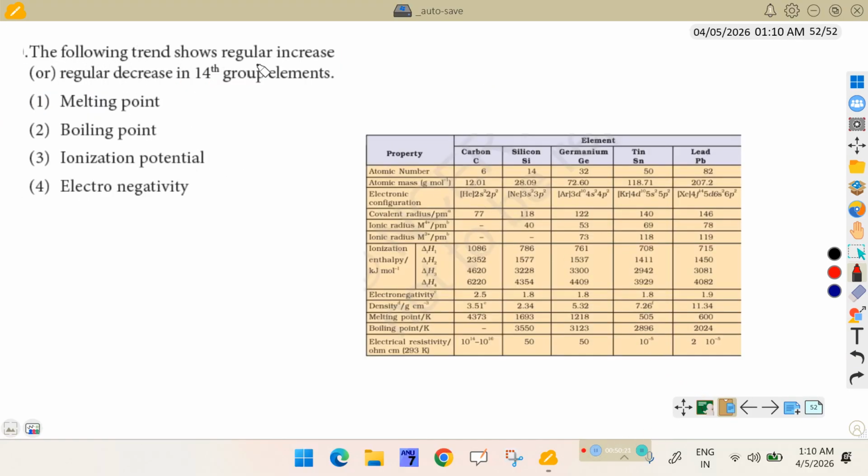Which of the following trends shows regular increase or regular decrease in 14th group elements? Boiling point, you can check it. 3550 greater than 3123 greater than 2896 greater than 20. Regular decrease. Remaining all are zigzag order. Thank you.